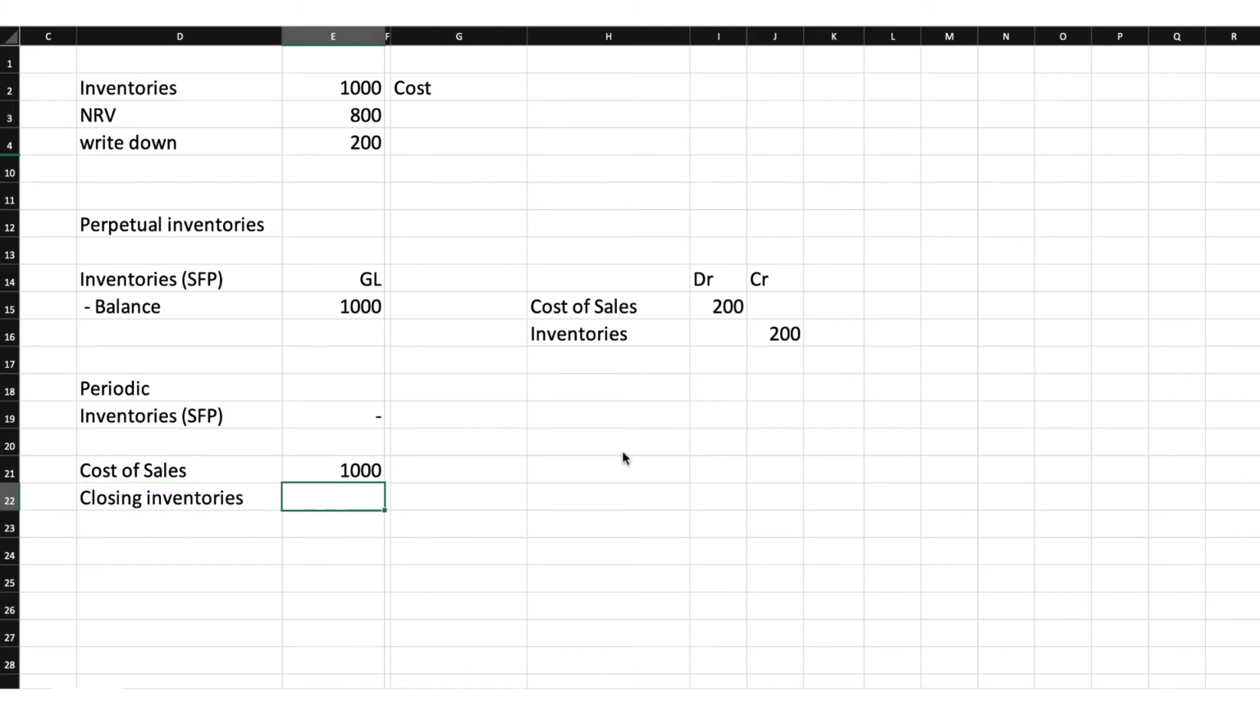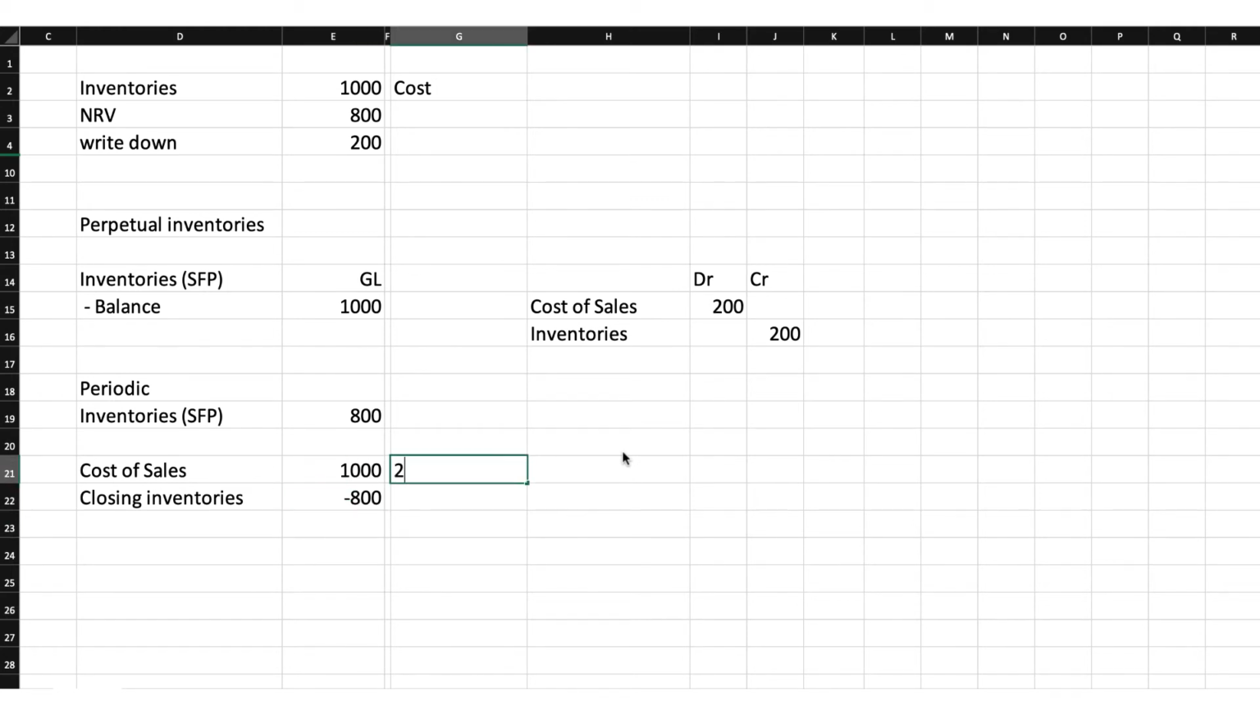These items are still on hand. So I want to deduct these out of there, and I'd really like to move them to my statement of financial position because they're still on hand. But wait, I can't take them at the cost price because I need to measure my inventories at the lower of cost or NRV, and the NRV is lower. I need that to be R800. So my closing inventories journal needs to be R800.